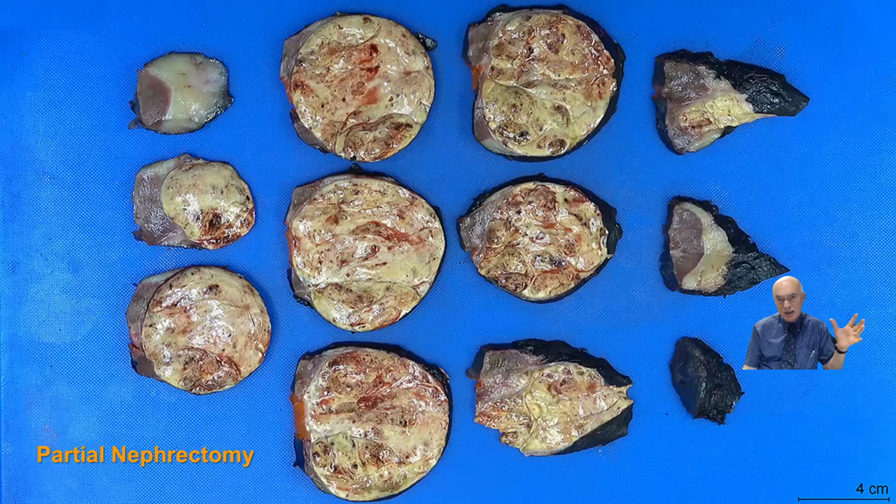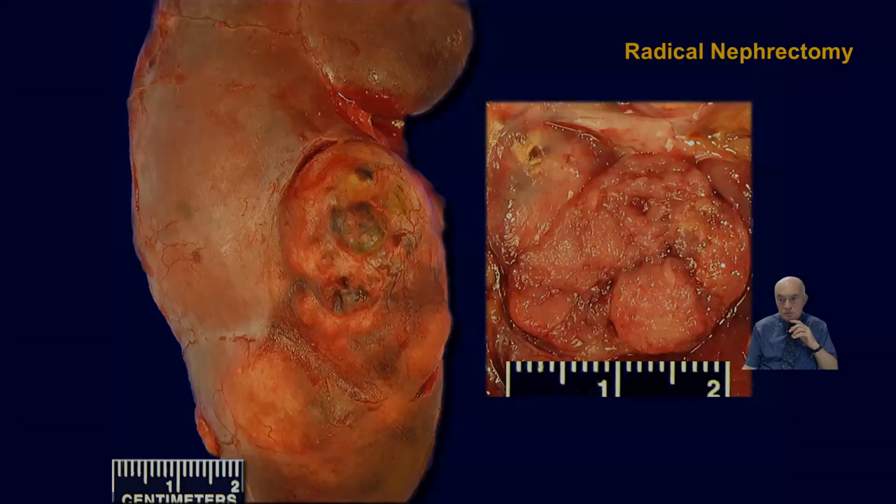In this case, it's kind of variegated, with areas that are lighter and areas that are hemorrhagic, sometimes with cystic formations, most typical for a clear cell carcinoma in this particular specimen.